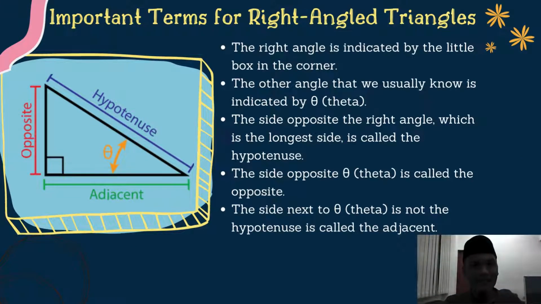Next, important terms for right angle triangles. The right angle is indicated by the little box in the corner, if you guys can see. The other angle that we usually know is indicated by theta. The side opposite the right angle, which is the longest side, is called the hypotenuse. The side opposite theta is called the opposite. The side next to theta, which is not the hypotenuse, is called the adjacent.